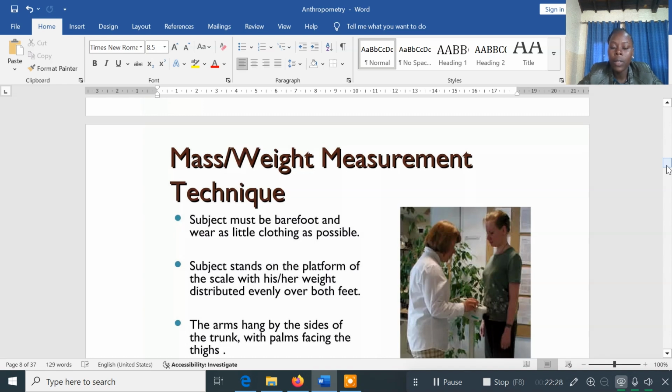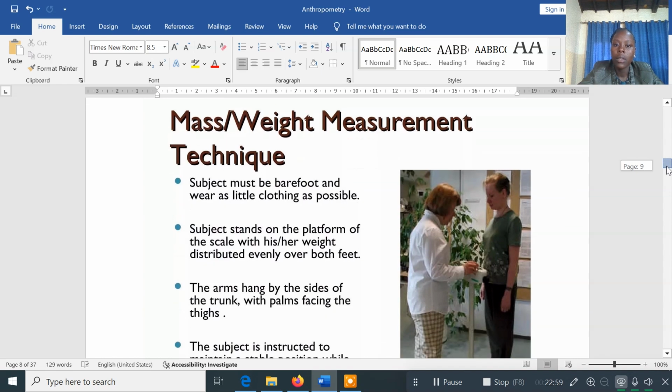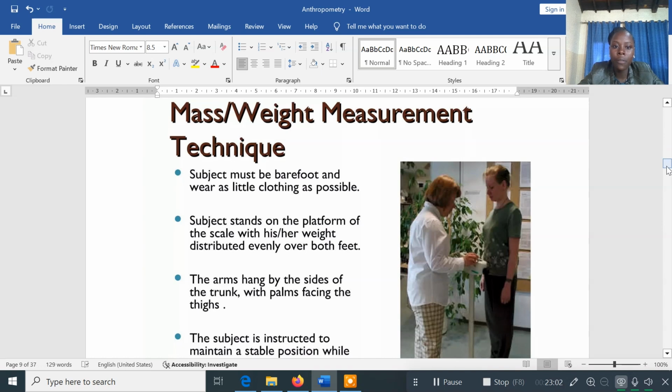Remember, if this client is putting on heavy clothing, they are going to add a certain weight on him or her, and you end up not getting the accurate result. So you have to make sure that if at all they are wearing some heavy clothing like jackets, at least you first request them to remove them, and also jewelries, okay, because we have some heavy jewelries. So you make sure that the subject is barefooted and wearing as light clothing as possible.